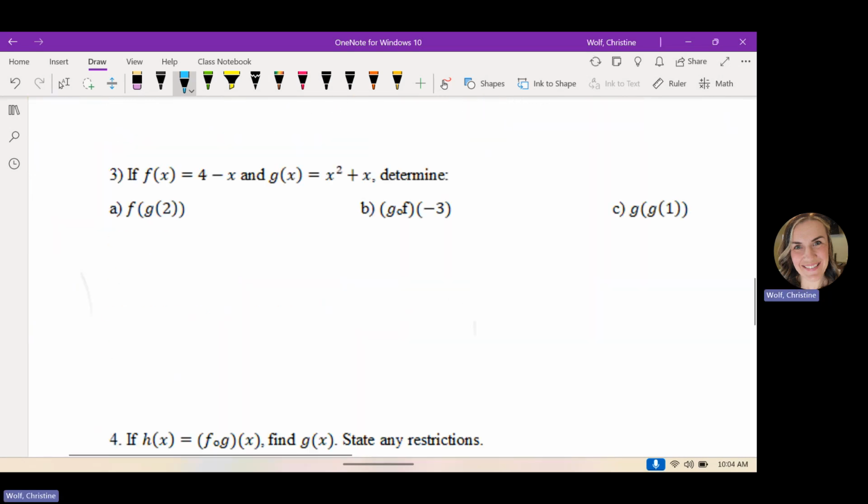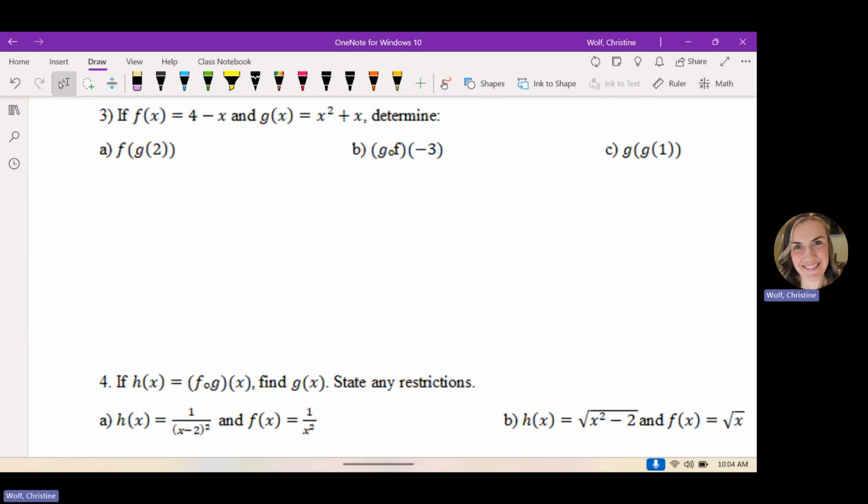Now we're going to do something a little bit different. I'm going to be giving you numbers now. But again, I give you f of x is something, g of x is something. Okay, great. But now I want you to find f of g of 2. What do you think that means? What would I do first? Any ideas? Find g of 2.